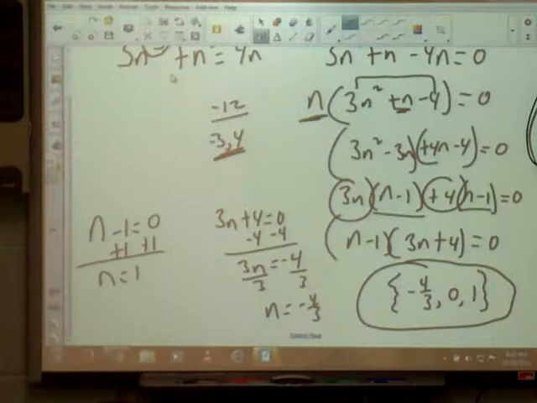Will you always get the same n minus 1 on both of them? That's what I was wondering. Yes, every time. If you don't, you messed up.